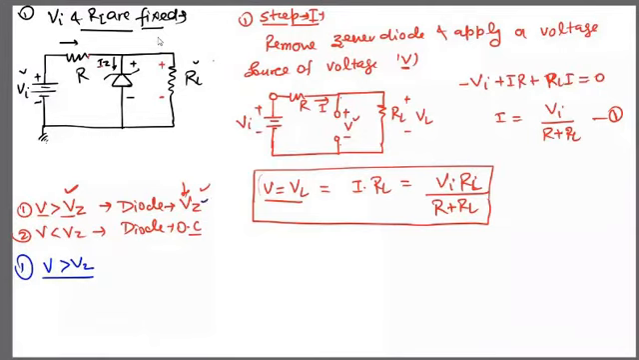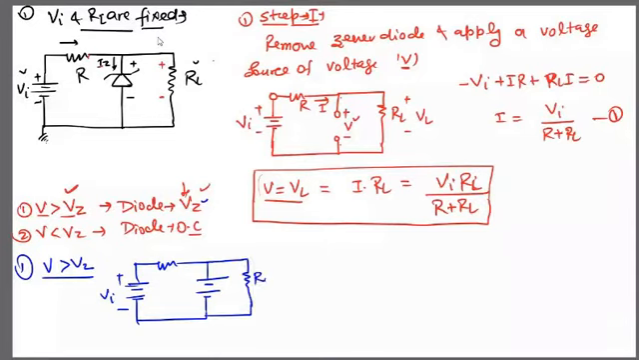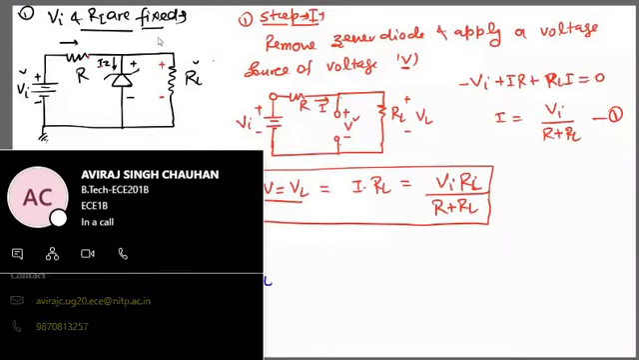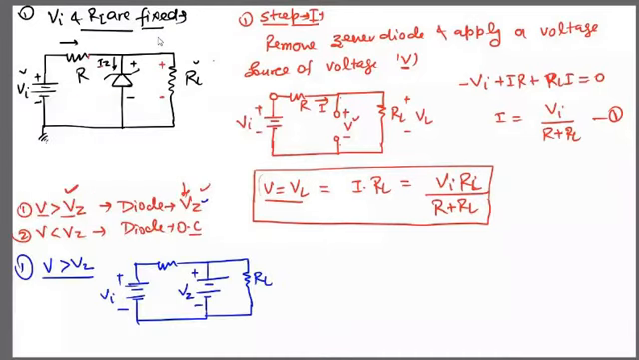So here I am going to replace this diode. Plus minus, this is Vi, and here the diode is replaced by the voltage VZ. I have simply written VZ by removing the Zener diode. Now I can calculate the value of everything.